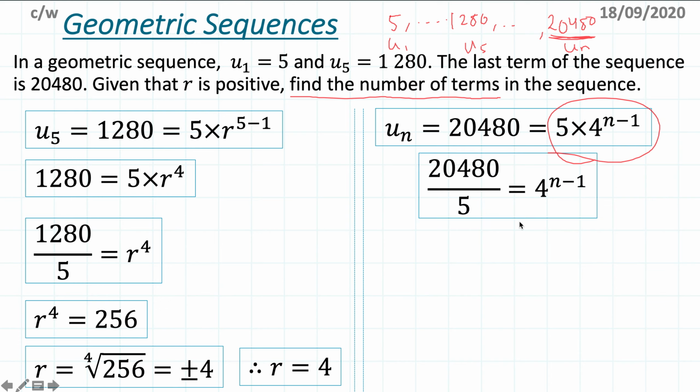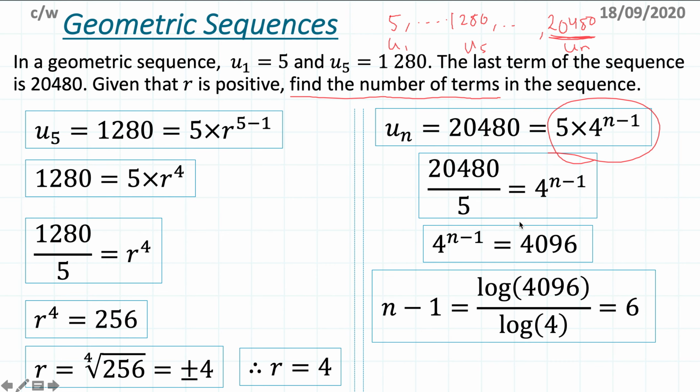Alternatively, we could do the following. We can actually simplify it. So first divide by 5. Do not divide by 4. You first want to get rid of the 5. And then what you're left with is going to be 4 to the power of n minus 1 equals to this. Now what you're going to do is something called using logs. And if you're not comfortable using it, ignore this step. You can use a calculator. So what you're going to do is take log of 4,096 divided by log of 4, so log of the thing that has the power. And you're going to take the power and put it in as a term on its own. Simplify this using a calculator, and that's going to give you 6. So n minus 1 equals to 6. Simplifying it, that means that n is equal to 7.